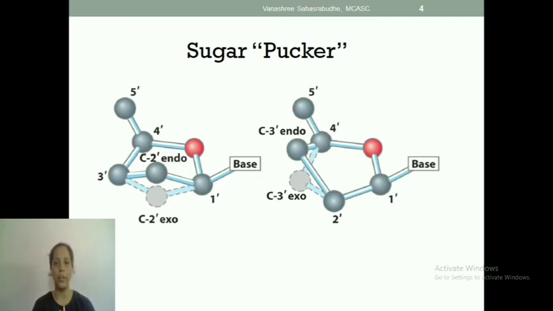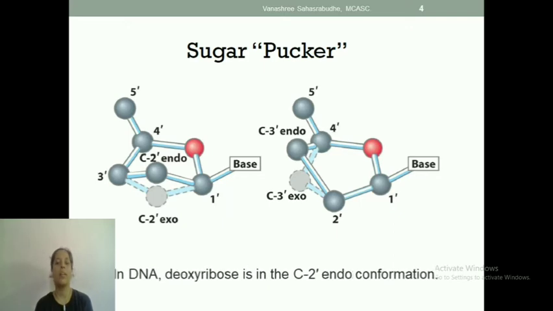So what is endo conformation? When the C2' carbon is in the same plane as that of the C5', that is CH2OH, when both occupy the same plane, then it is called C2' endo conformation. And when this C2' is in the opposite plane to that of the CH2OH group, this fifth carbon, then it is called exo conformation. Here you can see the C2' exo and C2' endo conformations. So what is present in DNA? In DNA, the C2' endo conformation is present.